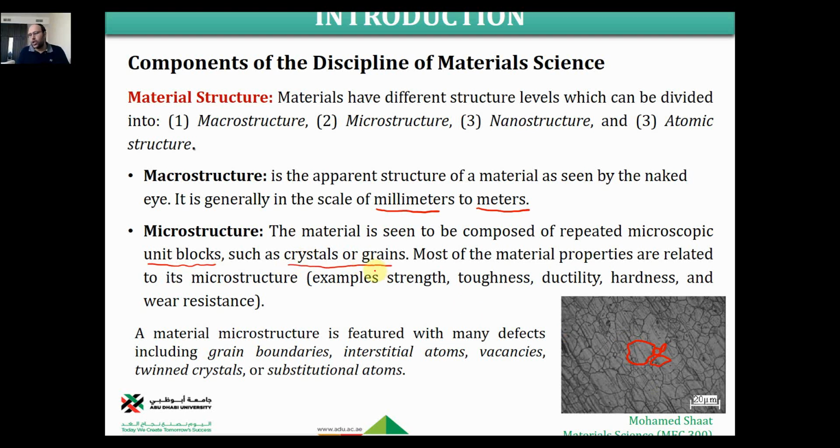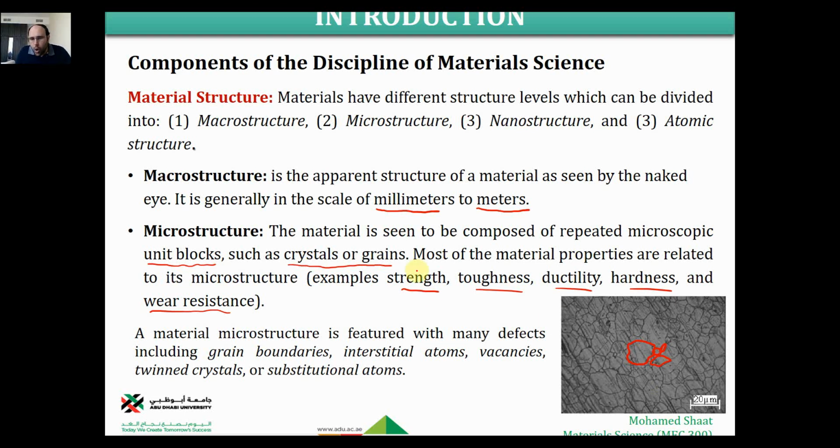If we're going to talk about polycrystalline material, the grains are the main building unit of a polycrystalline material. Most of the material properties are related to its microstructure. Examples are the strength of the material, the toughness, the ductility, the hardness, and the wear resistance. Remember, the main objective is to understand the relation between the material structures and its properties like strength, toughness, ductility, hardness, wear resistance. These are different mechanical properties that we are going to discuss in more detail in chapter 6 of this course.